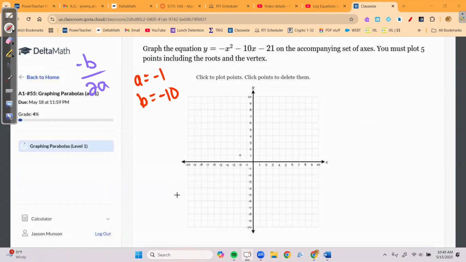What's the opposite of b? That's the purple formula. Yeah, so the opposite of -10, so we're going to put +10 over. And what's 2 times a? And what's 10 divided by -2? 10 divided by -2.